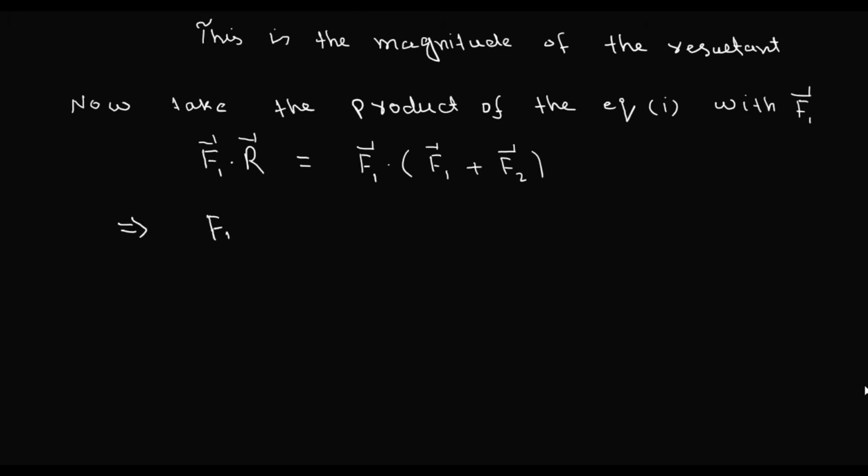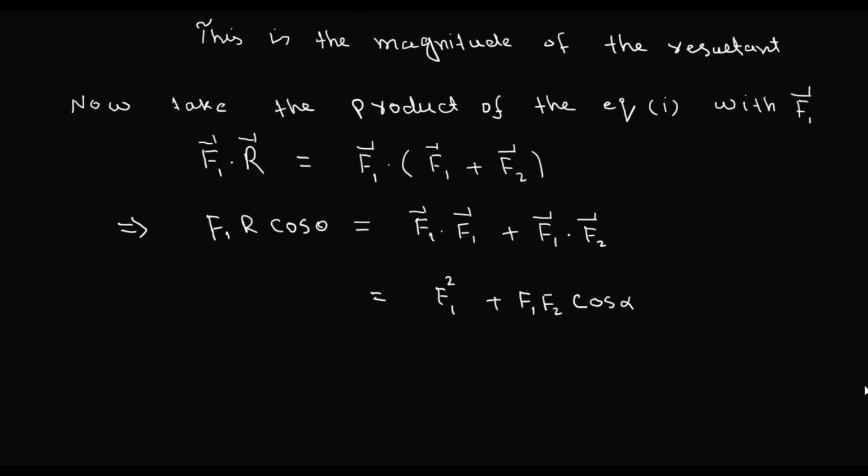So this is F1 R cos theta, because the angle between F1 and R is theta, therefore F1 dot F1 plus F1 dot F2. Remember that F1 dot F1 is equal to F1 square, since same vectors convert into a square, and F1 dot F2 is equal to F1 F2 cos alpha.